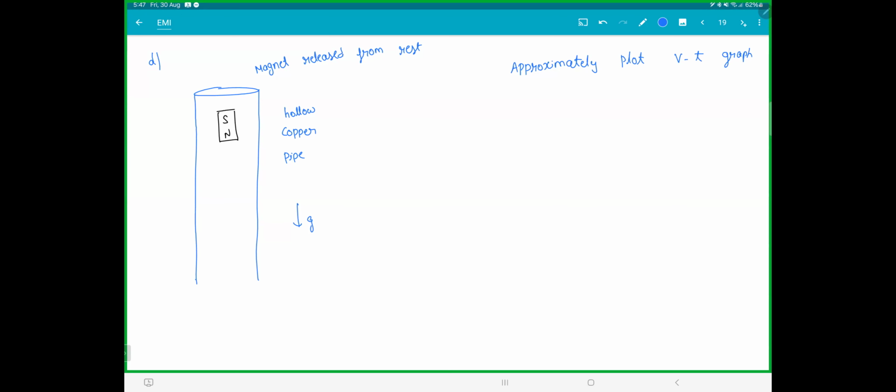I said it is released from rest. And everyone says the speed is decreasing. What else will it do, from zero? It will go up. Approximately, the speed increases and then decreases.